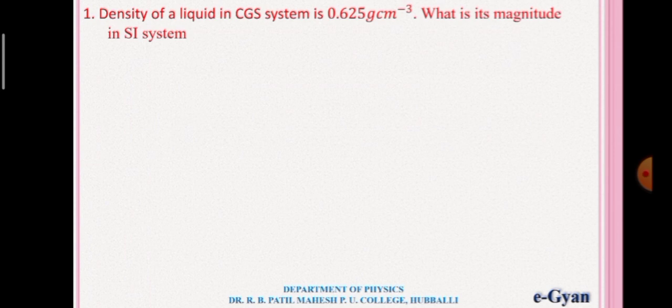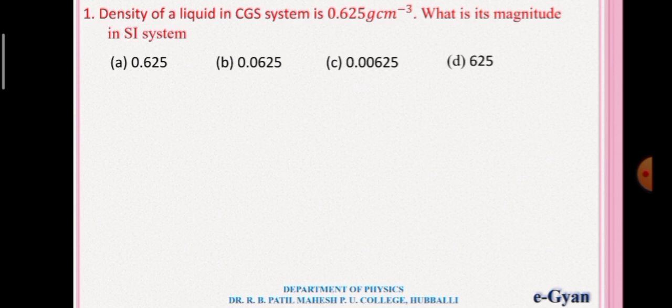Question number 1. Density of liquid in CGS system is 0.625 gram per cubic centimeter. What is its magnitude in SI system? The options are option A 0.625, option B 0.0625, option C 0.00625, option D 625.